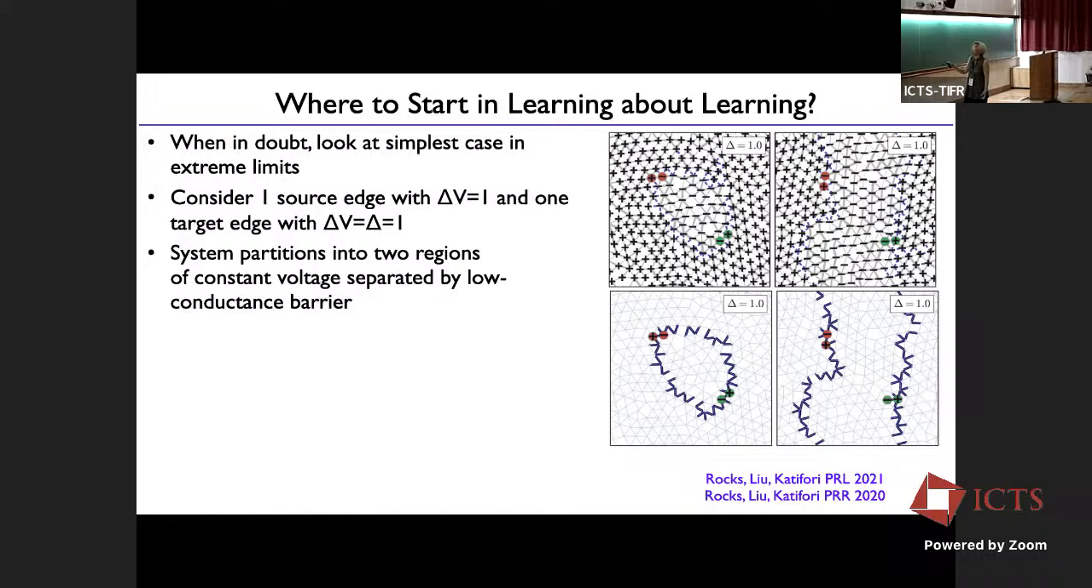Here's another example. This is periodic boundary conditions. So you see again, it has broken into 2 regions, 2 sectors. And you can look at every example, they all look like this, 2 sectors. Now, these 2 sectors are separated by a boundary of low conductance edges. So that's what separates them. And when you think about this, you think, well, how do I start thinking about this?